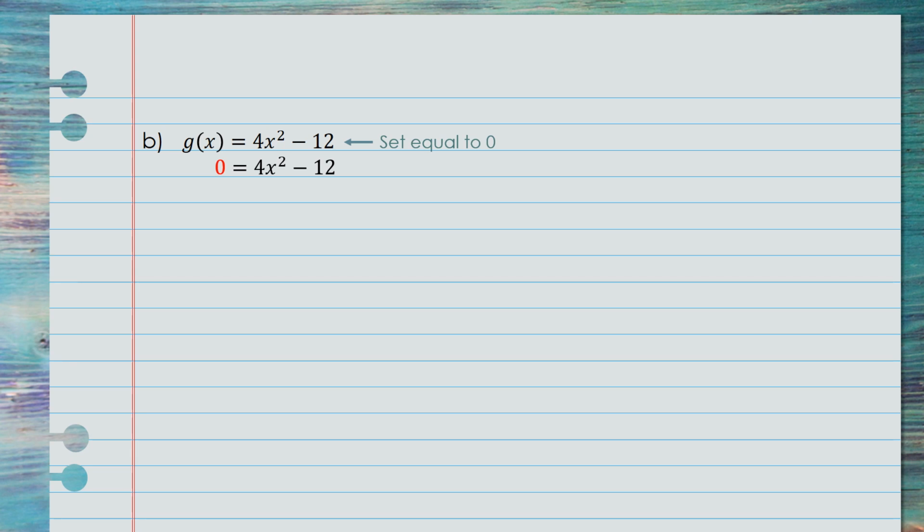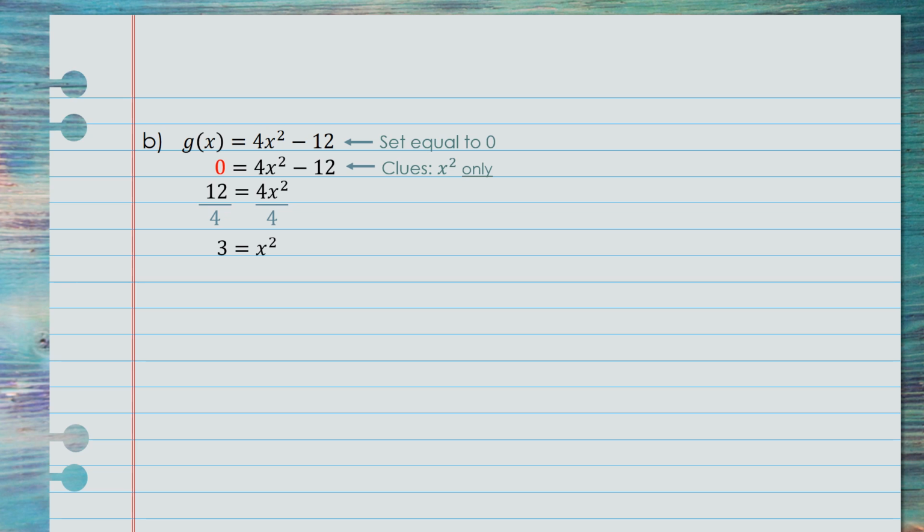Does this have x squared and x, or does this only have x squared? Well, since this one only has x squared, it means we need to isolate the x squared and get it by itself. So to do that, we need to add 12 to both sides, giving us 12 equals 4x squared. From here, we need to undo the multiplication, so we need to divide the right side and the left side by 4, which simplifies to give us x squared equals 3.